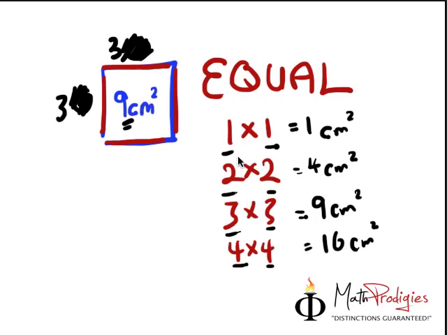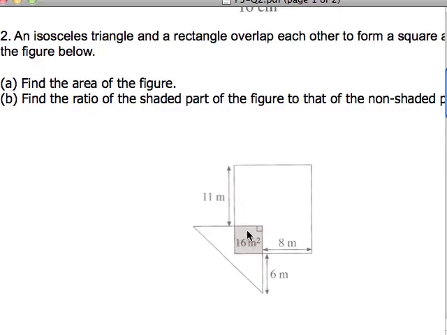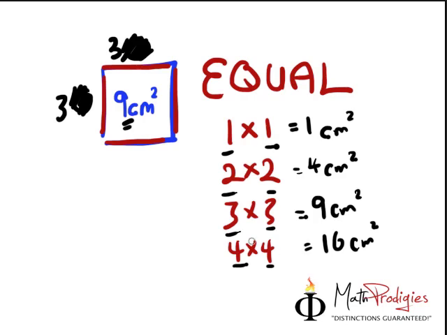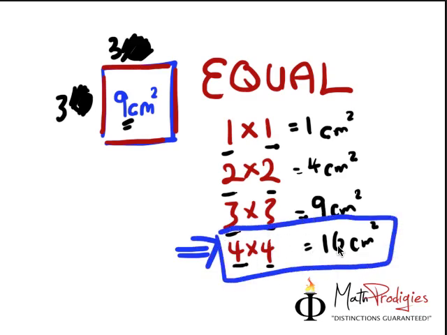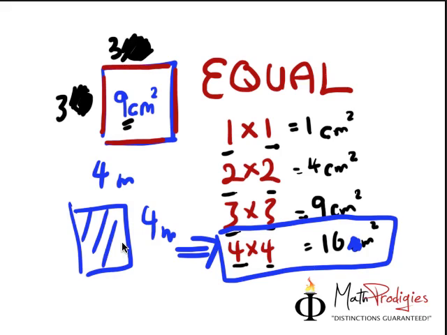Now back to the question. The question now shows you that this square over here is 16 meters squared. So what must you do? Only difference is it's in meters squared. So 4 meters by 4 meters will give you 16 meters squared. So now that you know that the shaded part is 4 meters by 4 meters, can you find out certain things about the figure?